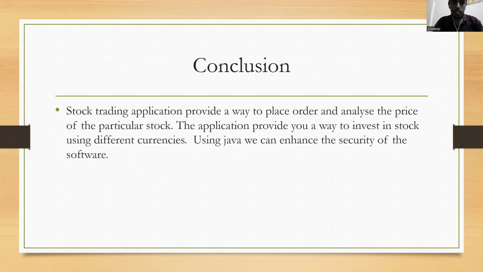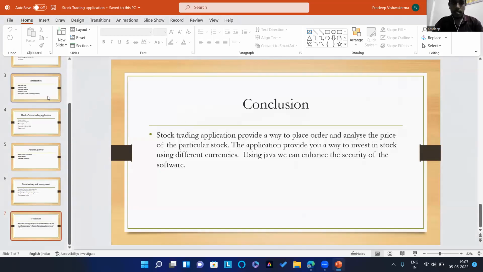So, conclusion. A stock trading application provides a way to place orders and analyze the price of a particular stock. It provides a way to invest in different kinds of stock, like the National Stock Exchange and Bombay Stock Exchange. Using Java, we can enhance security because Java has AWT security and many more security options. So using Java, we can embed security in our stock trading application. That's it, sir.